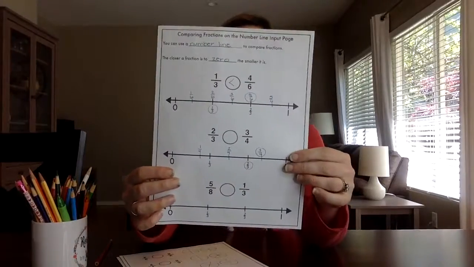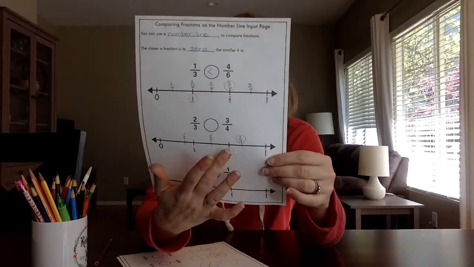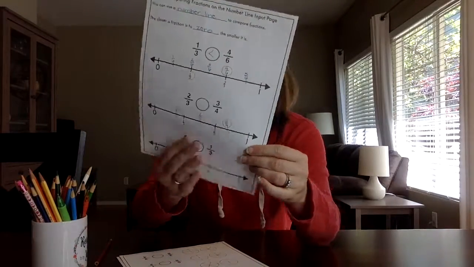And I'm going to take my pencil and I'm going to circle 2/3 and 3/4. These are closer together than before, but I can still see that 2/3 is closer to 0 than 3/4. So I know that 2/3 is less than 3/4. Okay, down below, I have a challenge.